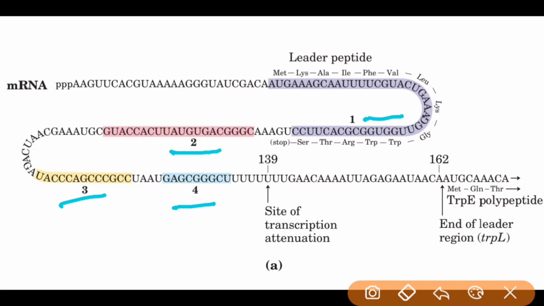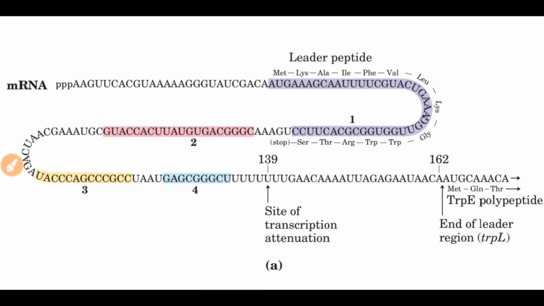Within region 1 we have discussed that it consists of a start codon and a stop codon, and between these codons there are 14 codons present, out of which codons number 10 and 11 code for tryptophan. That is a very important point: within region 1 there are 2 tryptophan-encoding codons present. Now these sequences 1, 2, 3 and 4 have complementary sequences within themselves, so they can pair up and form a characteristic loop-like structure.